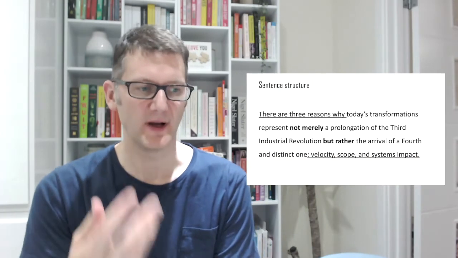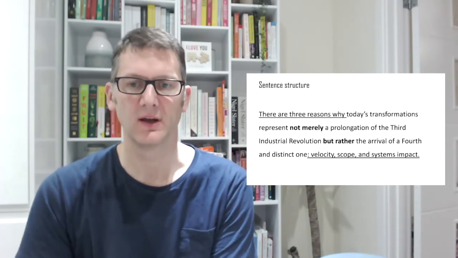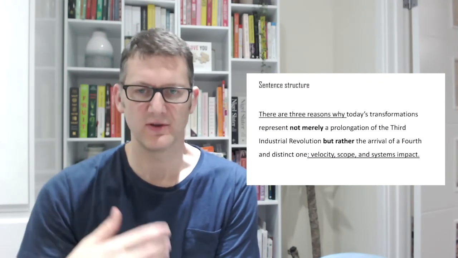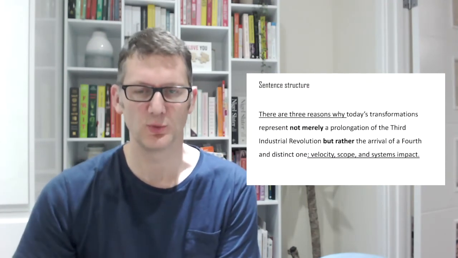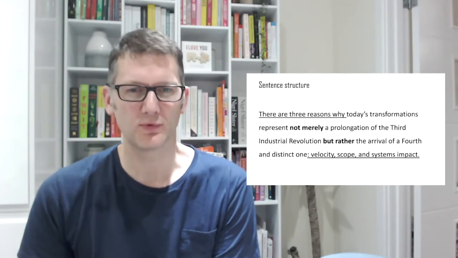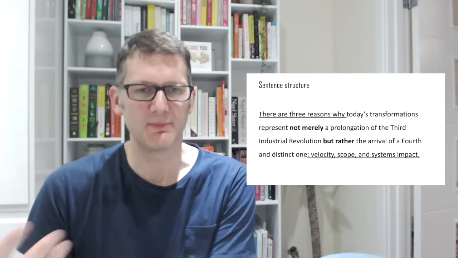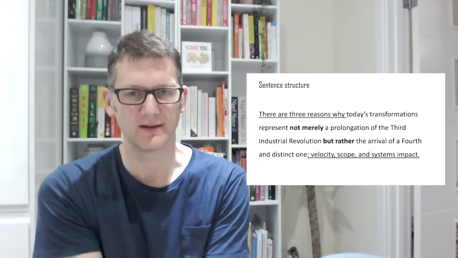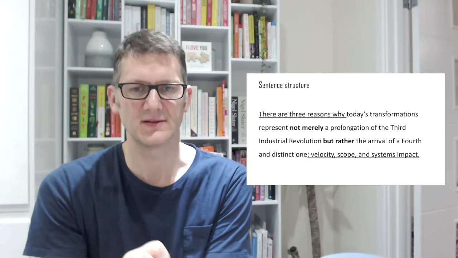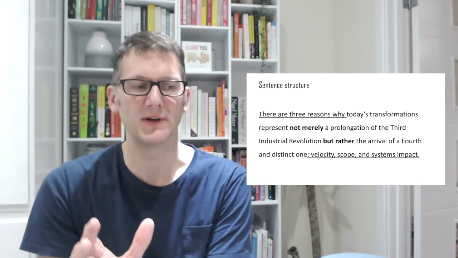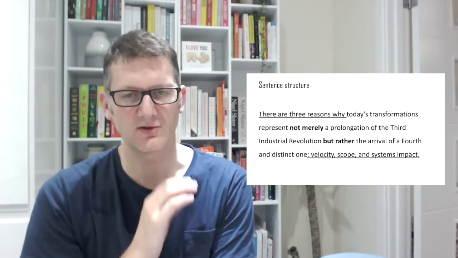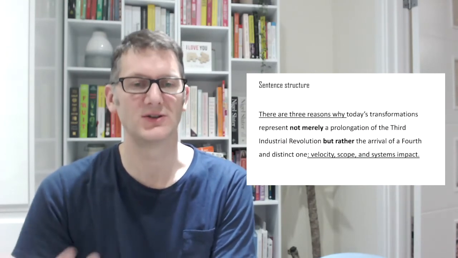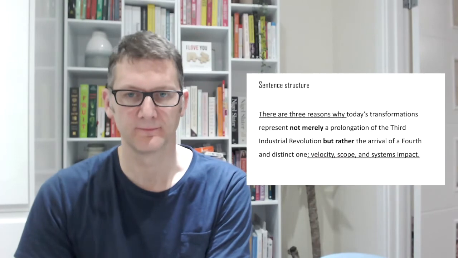So if you're going to write an essay about reasons for something, you're probably going to write a lot about those 3 things. So the 3 reasons here: velocity, scope, systems impact. We might want to read paragraphs and paragraphs about the velocity, the scope, and the systems impact. But here we've got a sentence that just explains that there are 3 reasons and names them. And I think that's a really useful sentence structure to use in the introduction of a piece of writing.